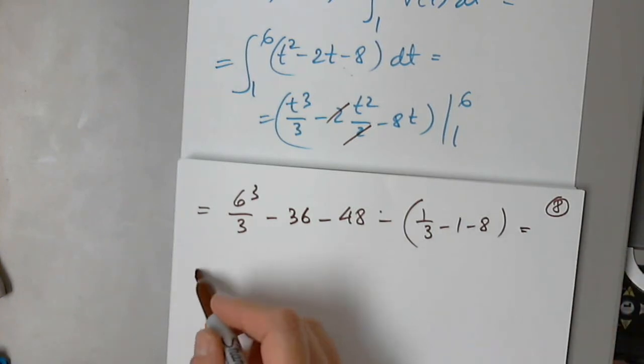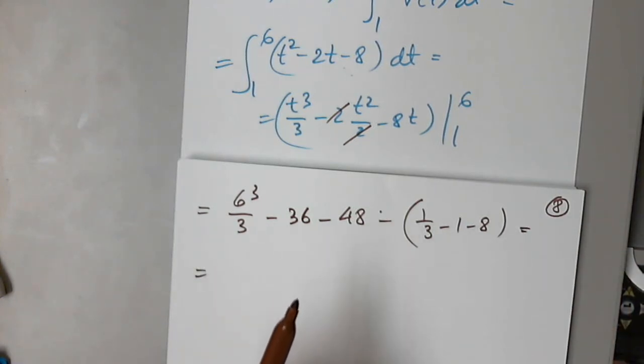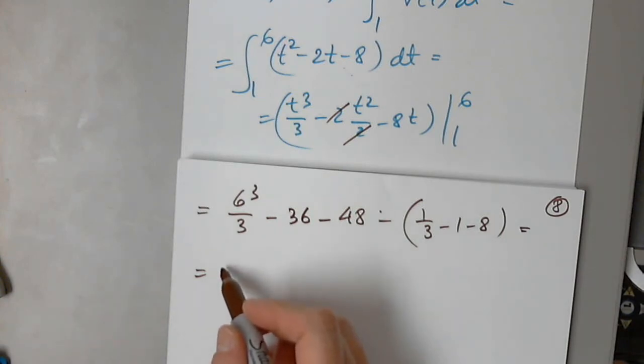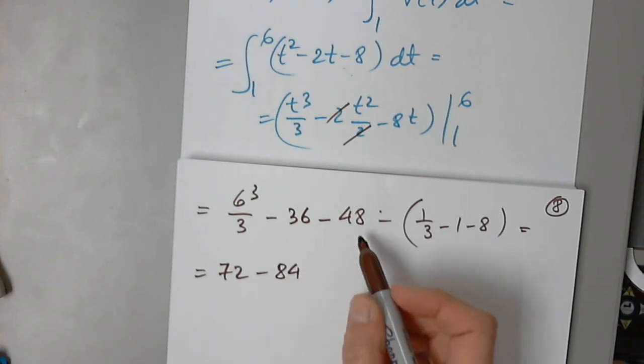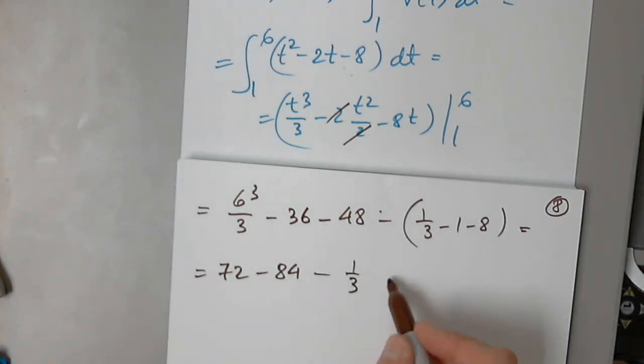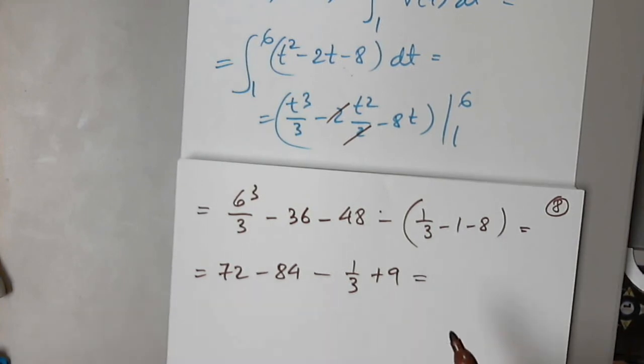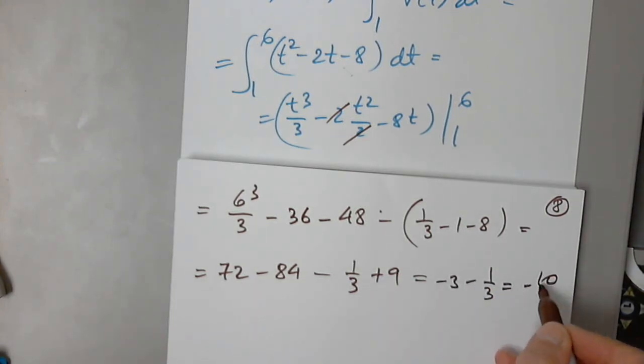So how much is 6 to the third over 3? 216, 72. 72? Okay, thank you. Minus, what is this? Is this 84? Minus 1/3 and plus 9. Watch out my numbers. Okay, so 81 minus 84, so this is negative 3 minus 1/3. I got negative 10/3. Okay. So obviously it's moving 10/3, 3 and 1/3 in the negative direction.